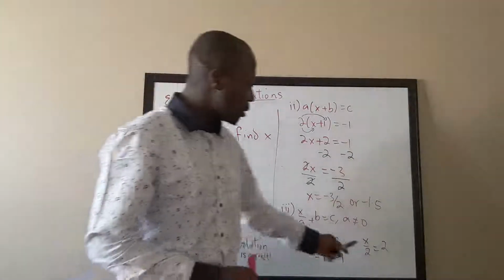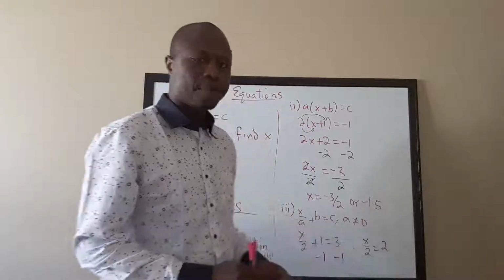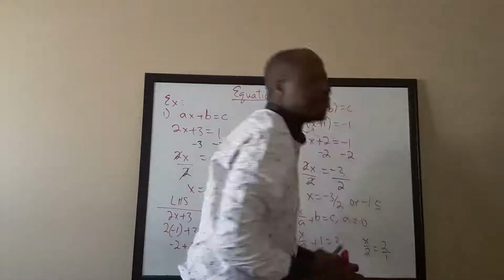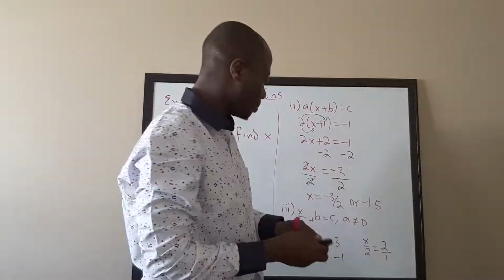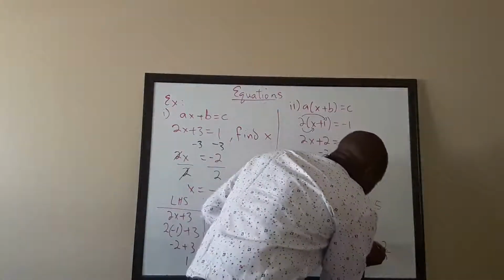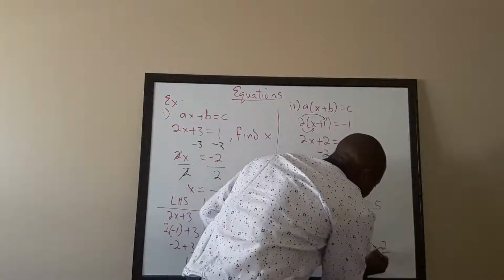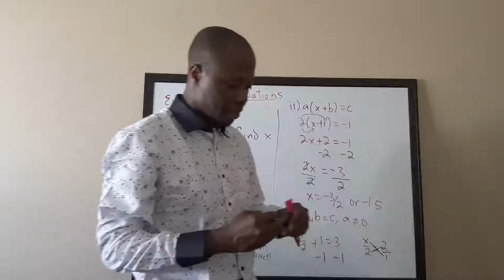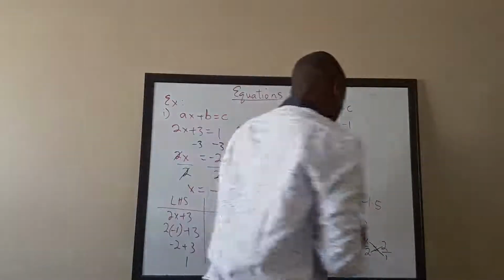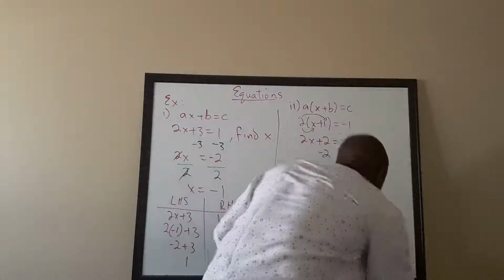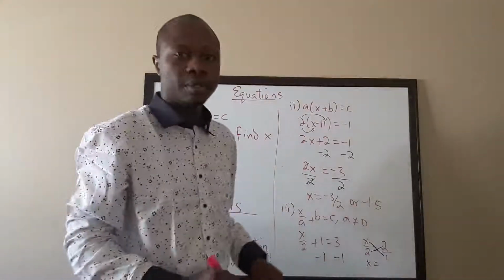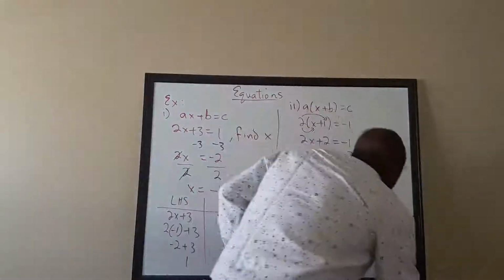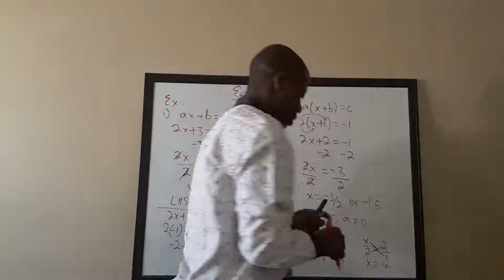So now I'm just going to cross multiply here simply. I'm going to say over 1. It's all the same. I'm going to cross these two together and cross these two together. X times 1 is x equals 2 times 2 is 4. And that's it.